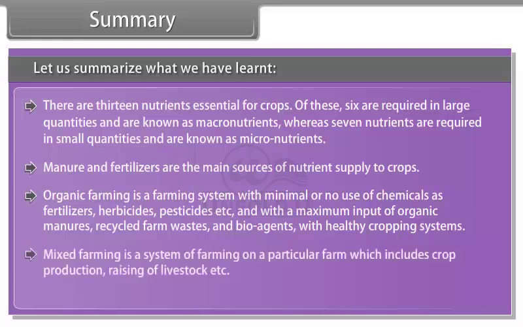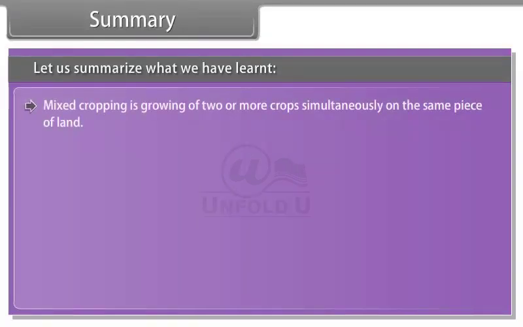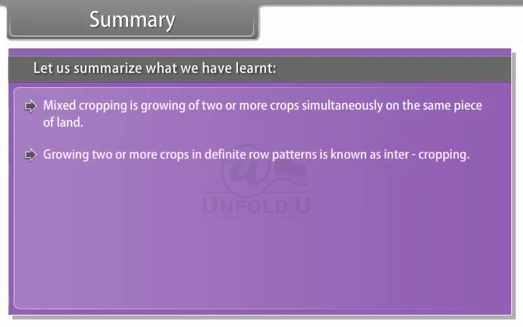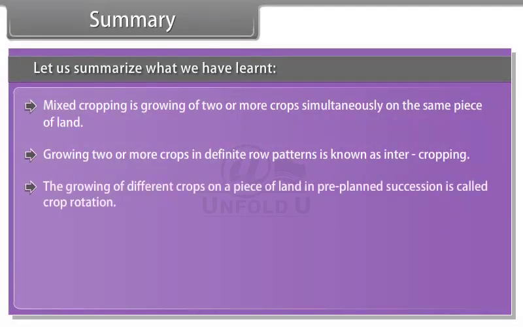Mixed farming is a system of farming on a particular farm which includes crop production, raising of livestock, etc. Mixed cropping is growing of 2 or more crops simultaneously on the same piece of land. Growing 2 or more crops in definite row patterns is known as intercropping. The growing of different crops on a piece of land in pre-planned succession is called crop rotation.